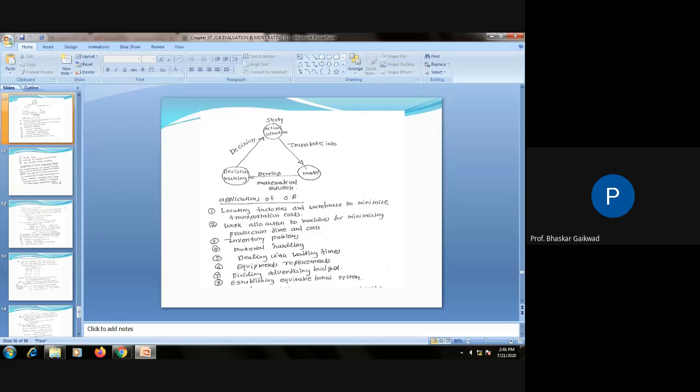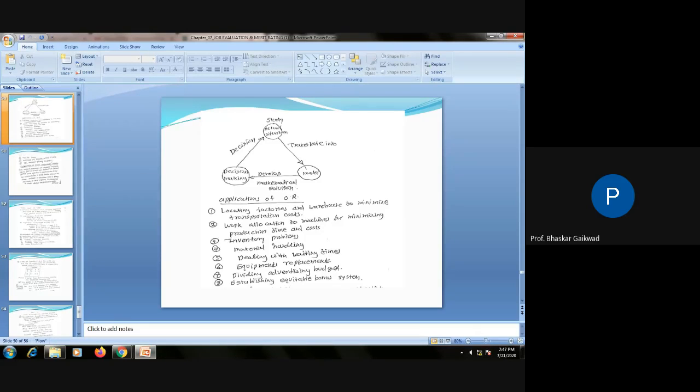Inventory problems in industry. Maybe raw material inventory, semi-finished inventory, finished inventory. So inventory is the biggest part in the industry. If the inventory is not up to the mark, there may not be continuous production. So in order to achieve continuous production, we require this inventory.